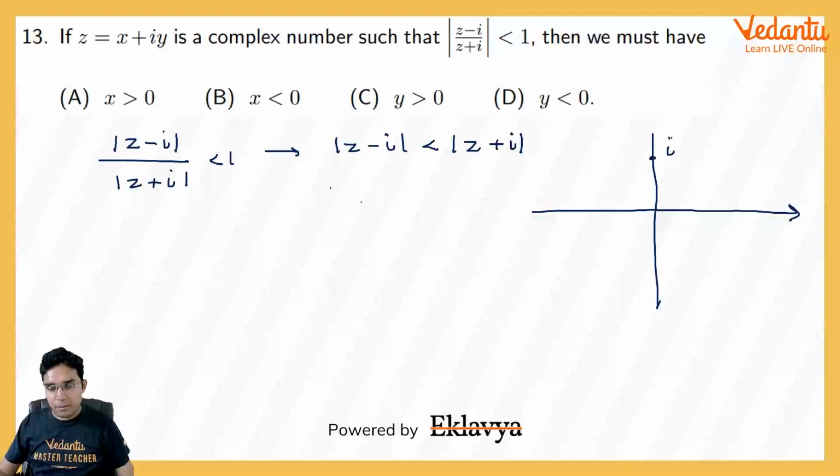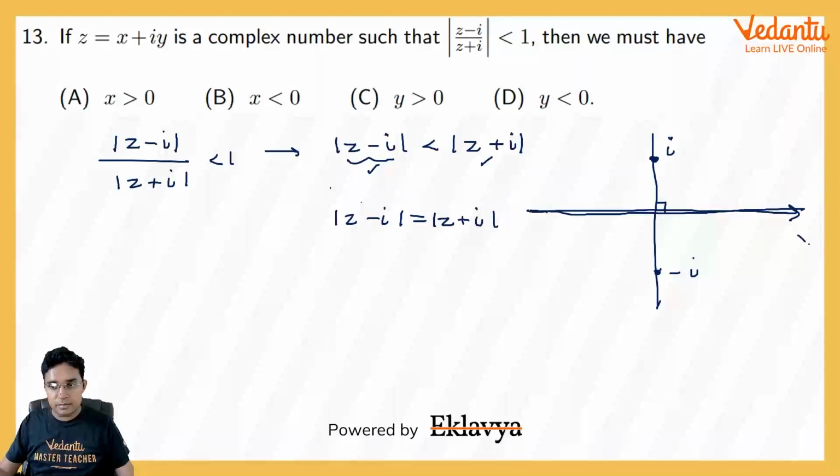Please see, if I put iota here, minus iota here, this mod z minus iota is actually distance of z from iota, whereas mod z plus iota is the distance of z from minus iota, and we want this distance to be less, this distance to be more. Now when will mod z minus iota equal mod z plus iota? This will be when z lies on the perpendicular bisector of line joining iota to minus iota. So this equality will hold on this line, which is x-axis.